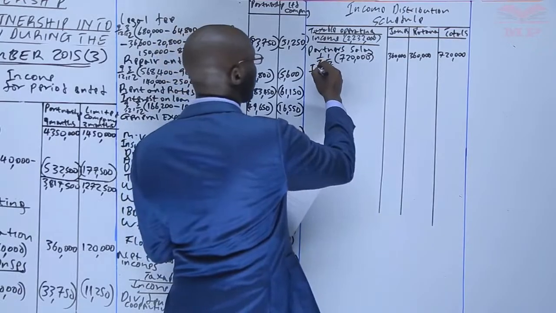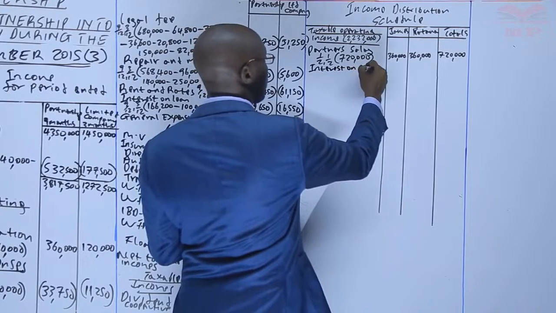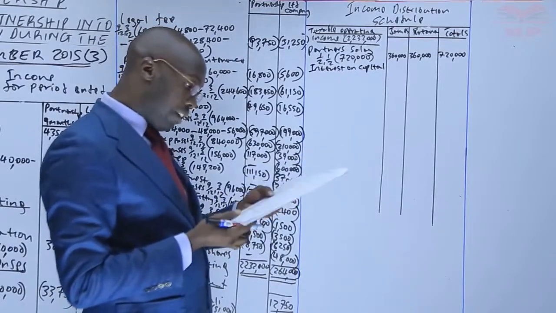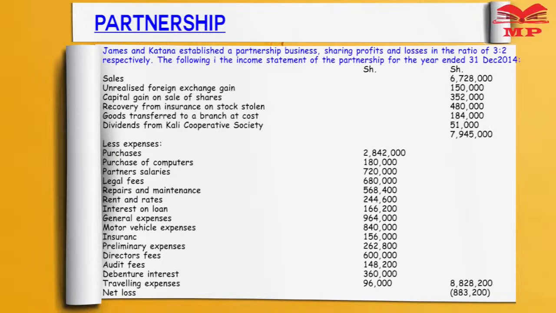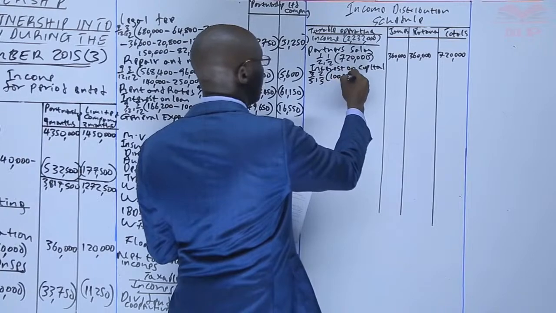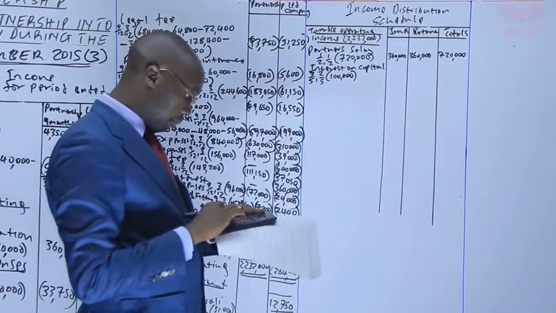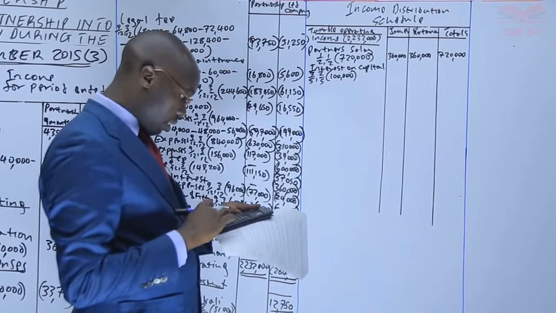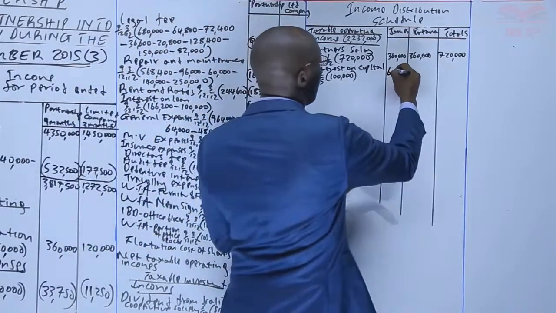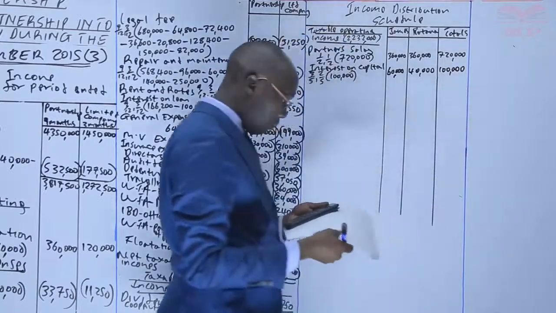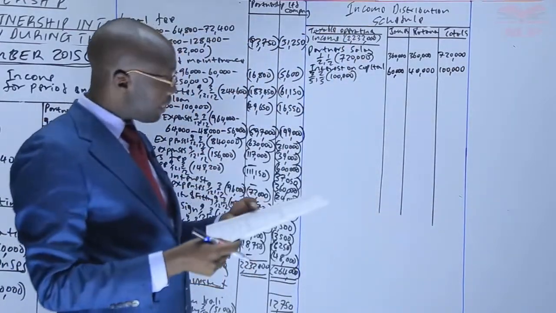Interest on capital, where we are told we share according to the profit sharing ratio. The profit sharing ratio was in the first paragraph up there: James and Katana established a partnership business sharing profit and losses in the ratio of 3:2. So the first one will get 3 over 5, 2 over 5 for the second one, of 100. So 3 over 5 times 100 gives us 60. And this means this one got 40, total 100,000. That was it, and there's nothing else after that.